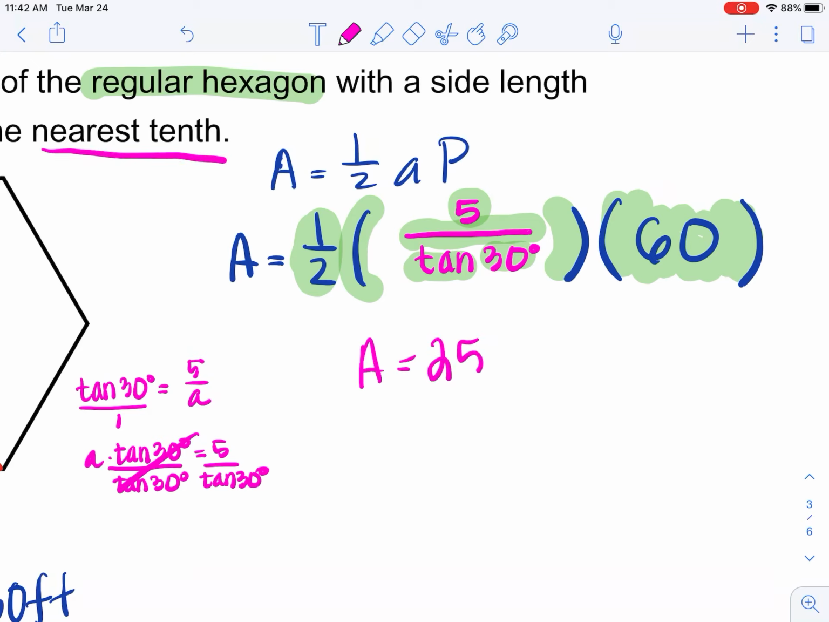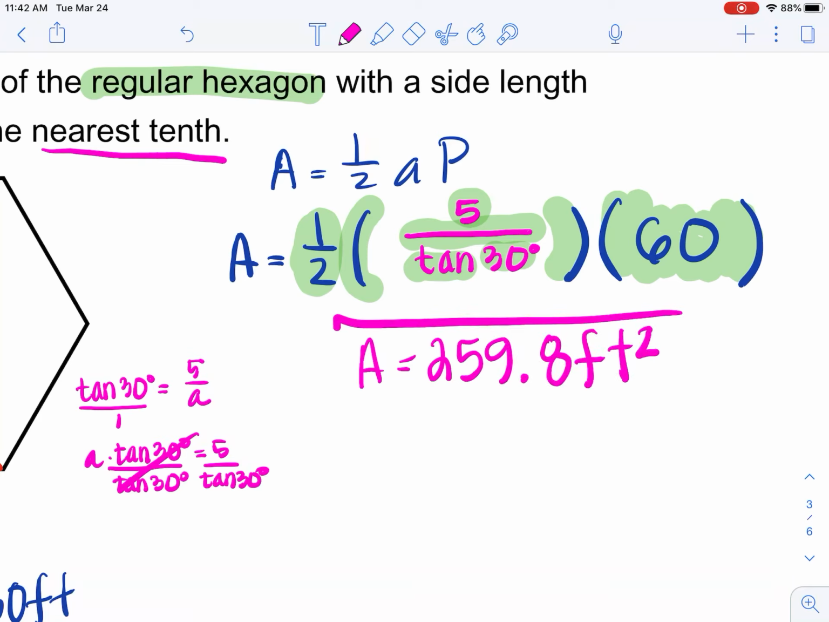Okay, so it says round to the nearest tenth. So you should have the answer of 259.8 feet squared.